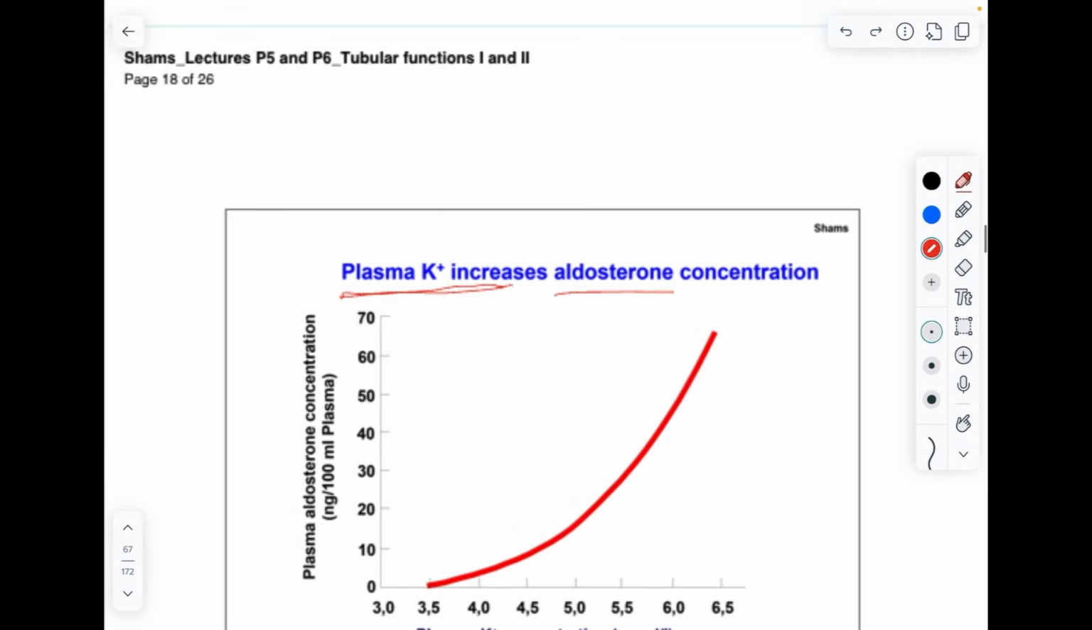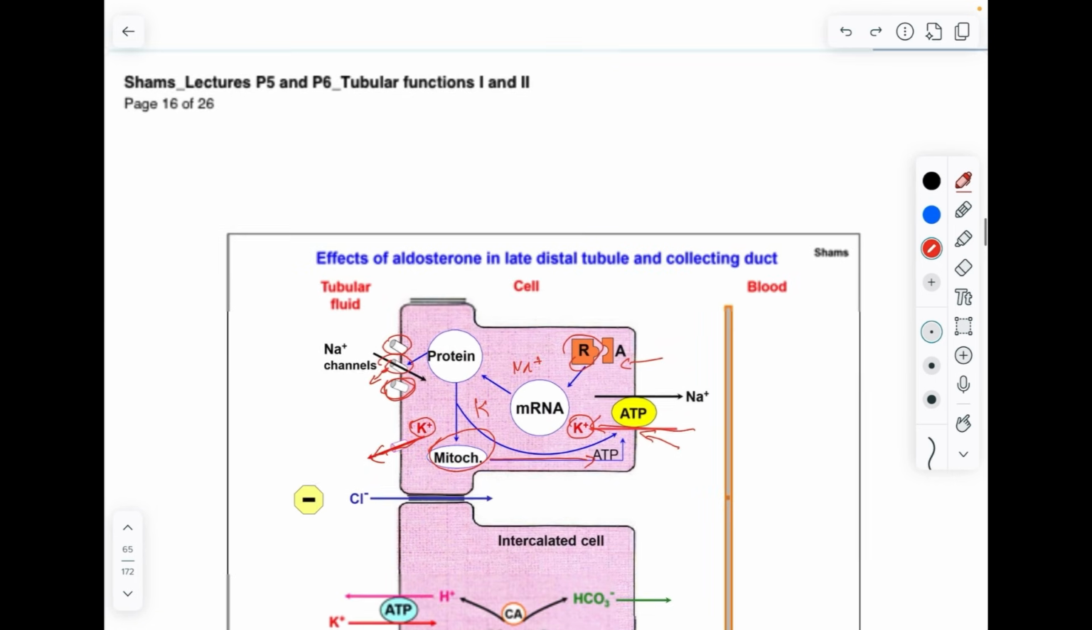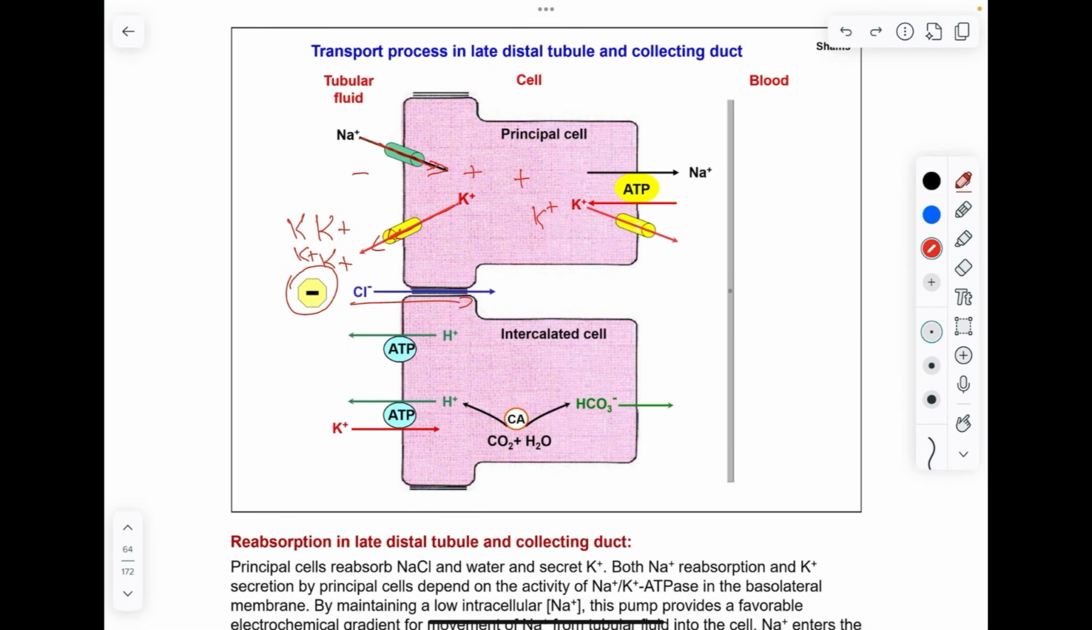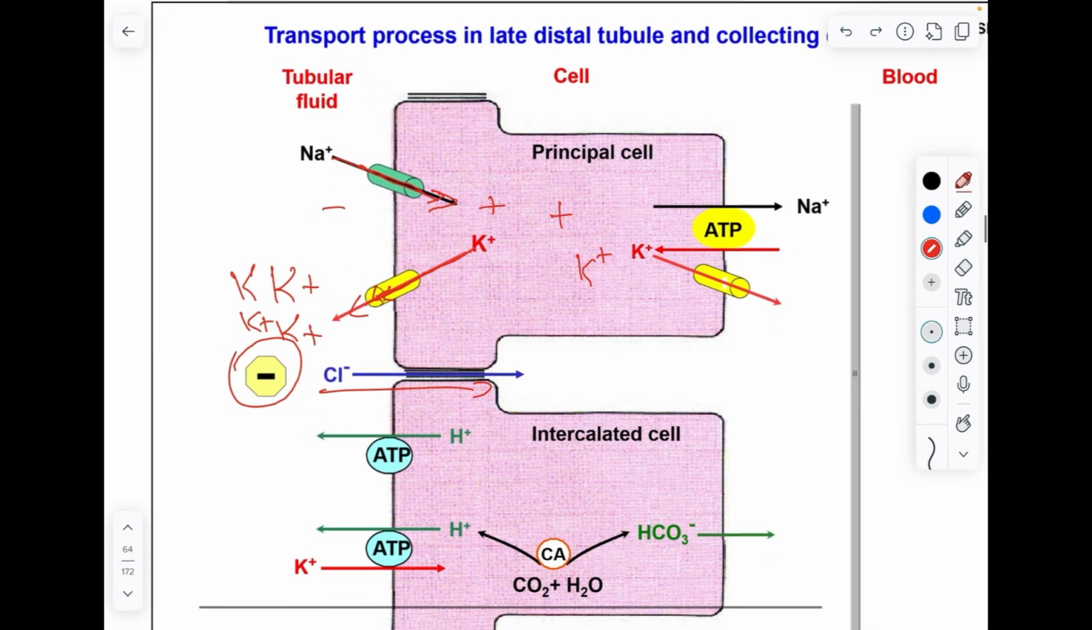And I will tell you, I'm actually not sure. But when I looked into it, because I think Dr. Shams did not explain it much, what I understood is that, okay, you have high Na going in here. So more Na inside the cell.